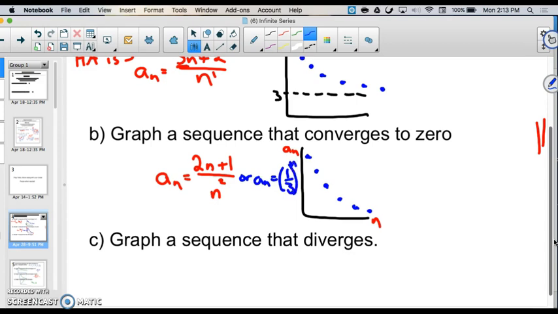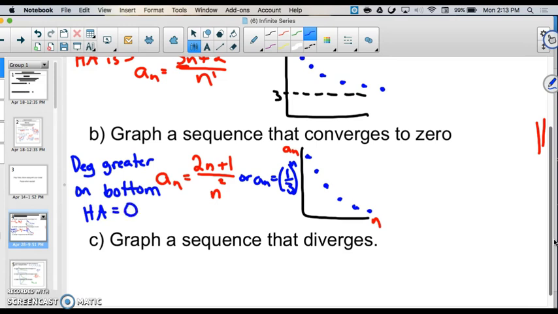So what we're looking for here is that the bottom is getting bigger faster than the top. Because remember from graphing with asymptotes, if the degree is greater on the bottom, then your horizontal asymptote should be 0. So in this situation, we've got n squared is below n, so we know the bottom's getting bigger faster, so it's going to go to 0. In this situation, you'd end up with 1 over 3 to the n. So the bottom is also getting larger faster, so it's going to go to 0 as well.